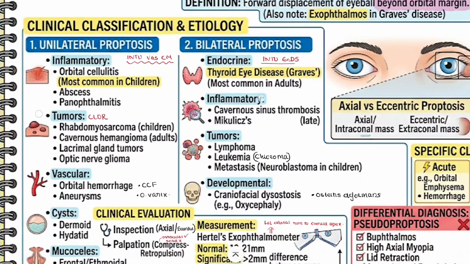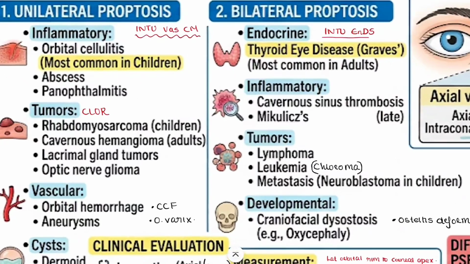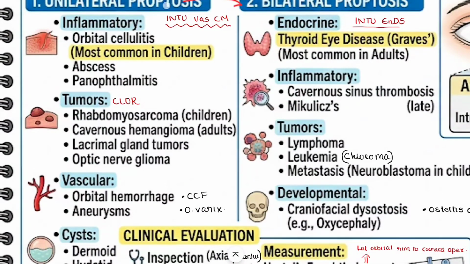Now, coming to the clinical classification of proptosis. Proptosis can be classified as unilateral proptosis and bilateral proptosis. Unilateral proptosis, the etiologies are inflammatory, tumors, vascular, cyst and mucosal. So remember it by INTU CM. IN is inflammatory, which is mainly orbital cellulitis. It is the most common inflammation in children to cause proptosis.